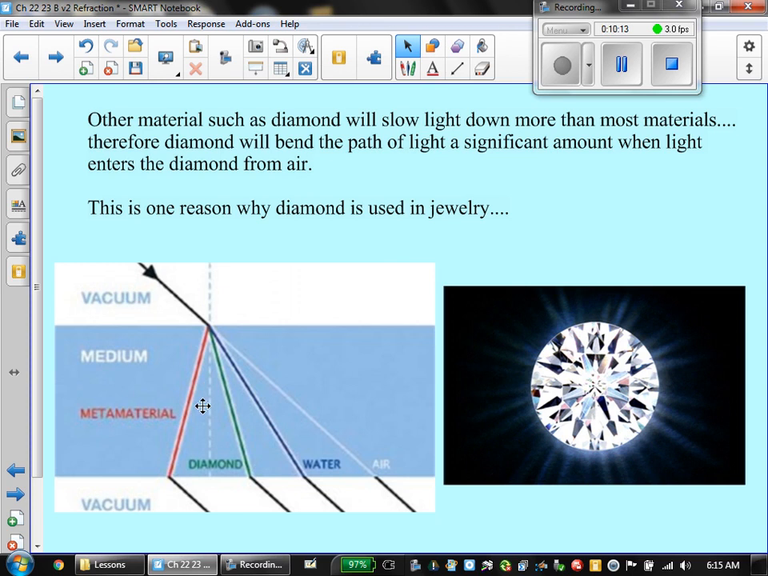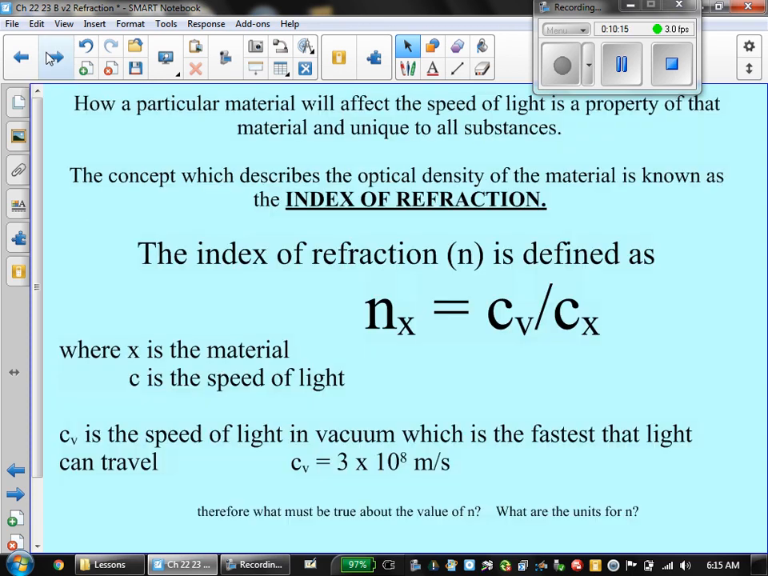Now, how we do this is a property known as index of refraction. It's essentially a constant for the material. And the index of refraction of some material, n sub x, is a ratio of the speed of light through vacuum, which is a constant, divided by the speed of light through that material. So I'm using x as the material, and c is the speed of light, and v is vacuum. And if you look at this, because the speed of light through vacuum is always 3 times 10 to the 8, and because the light can never go faster than that number, the n value is always going to be greater than 1. So anytime you do an n calculation, n is always greater than 1.